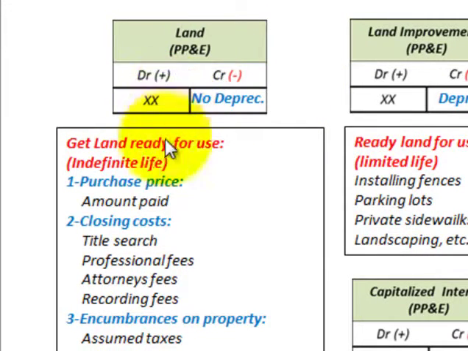Starting with our land account, to get the land ready for use, and in this case, the land has an indefinite life. It's separated out because it has an indefinite life. Number one, your purchase price, that would be the amount paid. Number two, closing costs, like our title search, professional fees, attorney's fees, and recording fees.